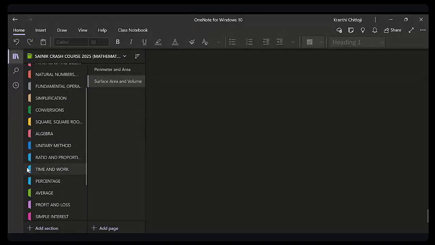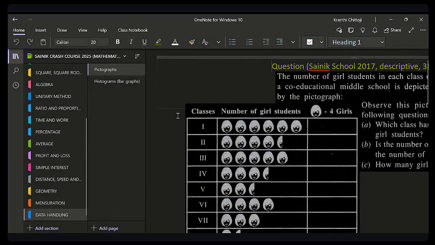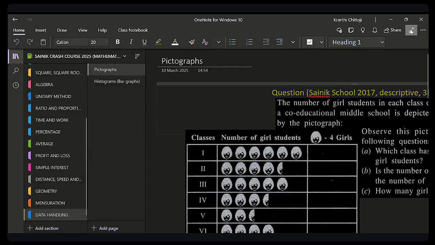So this is about surface area and volume. You have to remember all the formulas. Now data handling. Some questions came in the previous papers from data handling also.